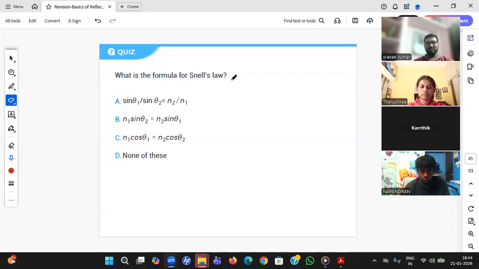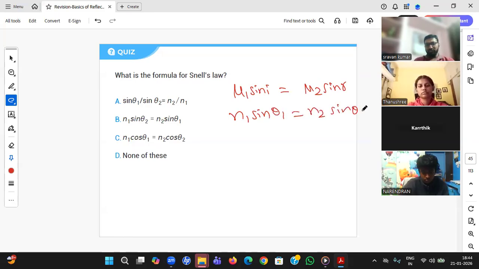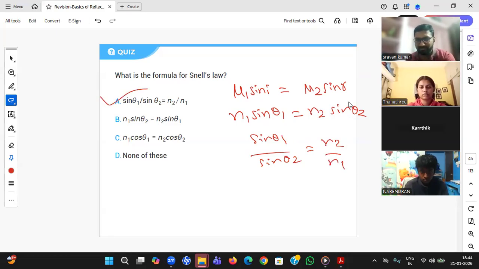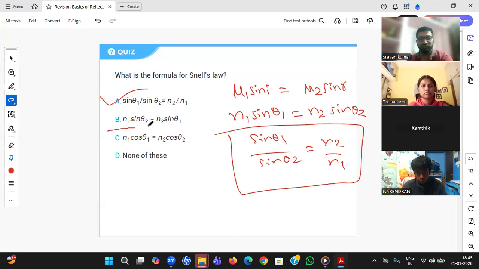Okay. Snell's law. What I know, sir, is mu1 sin i equal to mu2 sin r. Only this much I know, student. But he has given n2, n1. So let me take n1 sine theta 1 equal to n2 sine theta 2. Now he has taken sine theta 1 by sine theta 2, obviously n2 by n1. Right answer. Okay, so he will confuse you like this, student. It is n1 sine theta 1, not theta 2. N1 sine theta 1 it is.